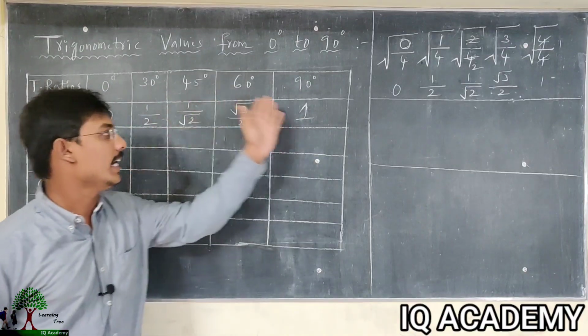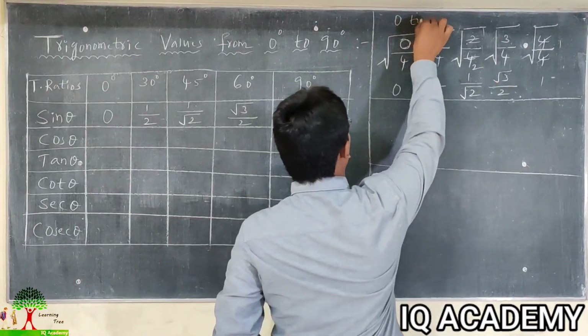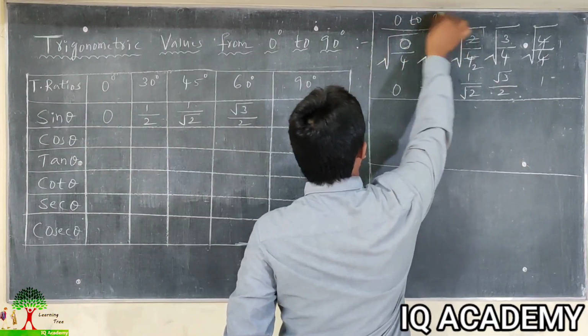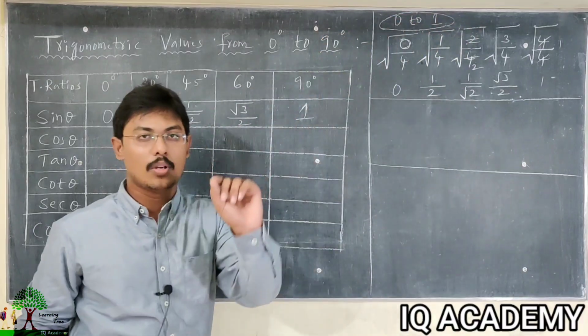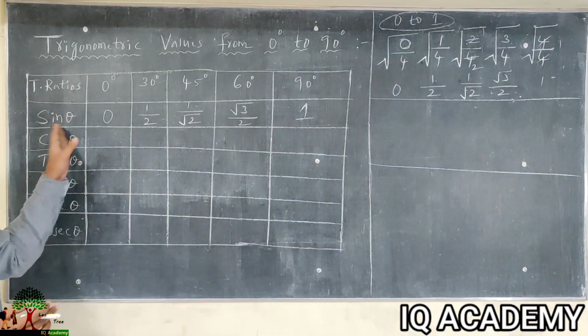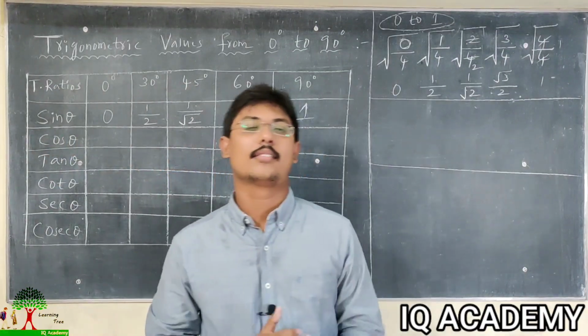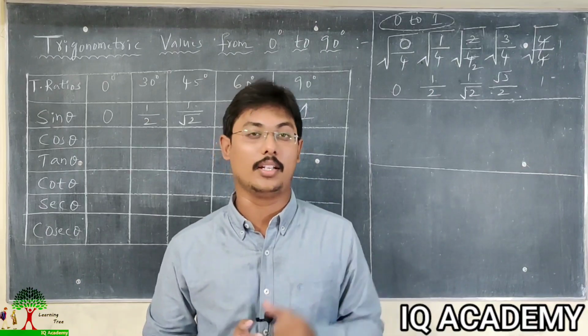Sin 0 is 0, sin 90 is 1. 0 to 1. The limit is 0 to 1, the least and the maxima and minima, like this. So sine is completed. After completion of sine, we can find cos. How to find cos? Very important here.